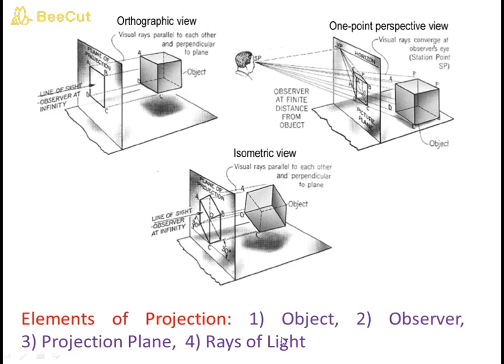So which means we are marking all the elements of projection in perspective projection. In isometry we are just marking the object, and we are just drawing the picture plane. We are drawing this 3D picture on the picture plane or projection plane. But in perspective projection you have to mark the position of the object, the position of the observer, and you have to draw the rays of light to get the final shape in the picture plane. So that is the difference.